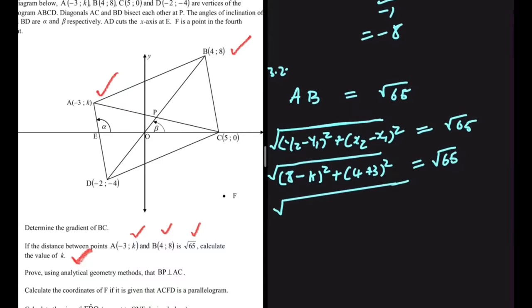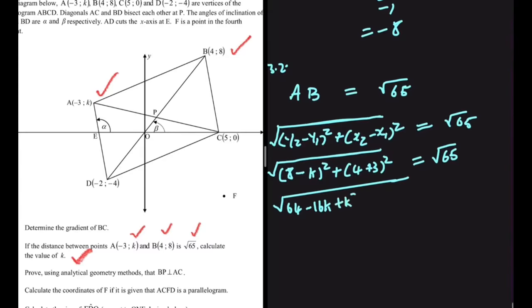How do you solve that? What is 8 multiplied by 8? That is 64. And then you multiply 8 by minus k, it will give you minus 8k. You multiply that by 2, you're going to get minus 16k. And then minus k multiplied by minus k, that is just plus k squared. And then 4 plus 3, that is 7. You square that, you get plus 49 being equal to square root of 65.